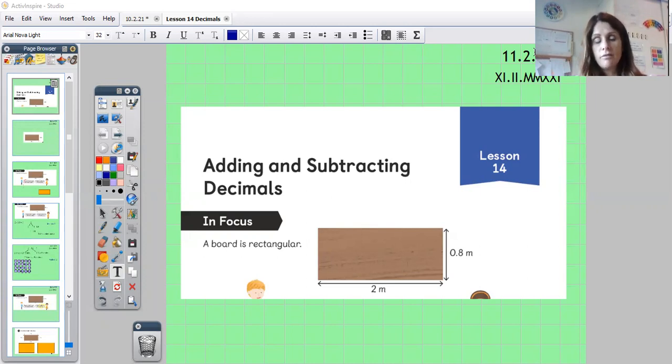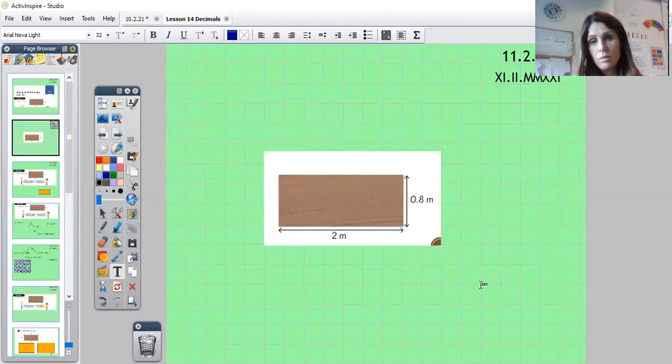So we're going to start off with our own focus. I'm hoping that you haven't looked at it. It's okay if you have, but if you haven't looked at it, this is great, because I just want you to start off by thinking about what questions could you ask or what statements could you make about this. So we've got a picture of a board. It tells us it's rectangular and we've got two measurements. One says 2 meters and one says 0.8 meters. So I want you to start off by thinking about just that. What could you say about it, or what questions could you ask about it? So you're starting off with a bit of brainstorming. So pause the video, have a go at that, and then come back and we'll have a look at it together.